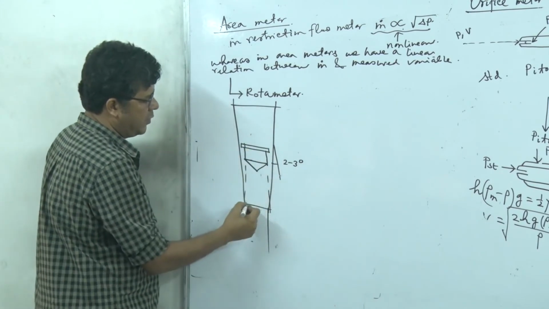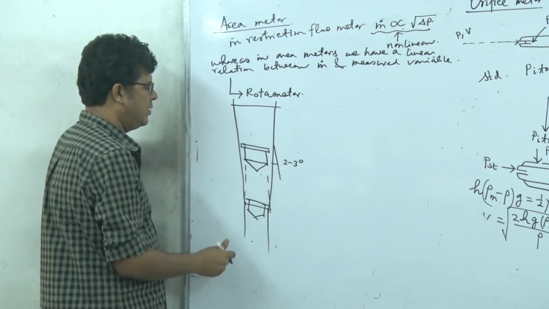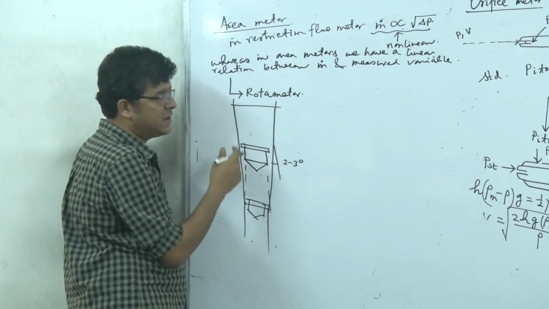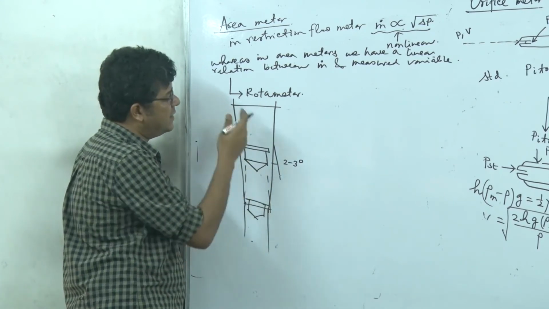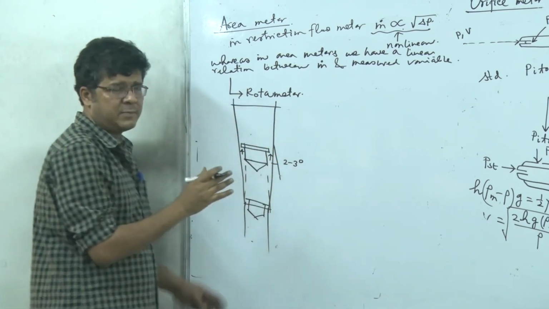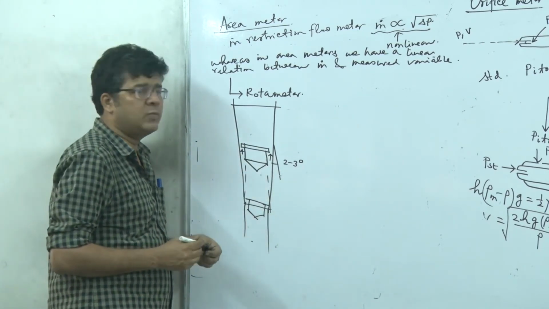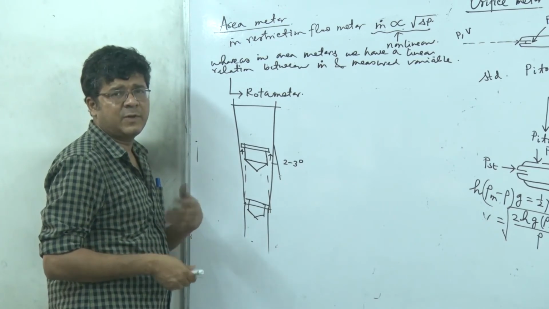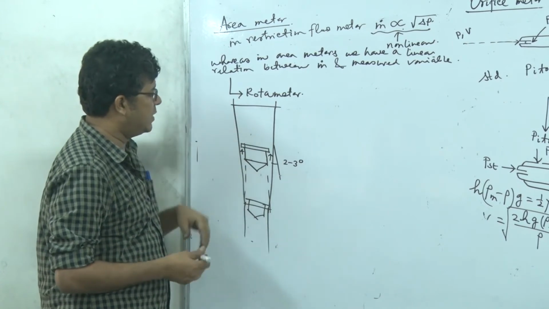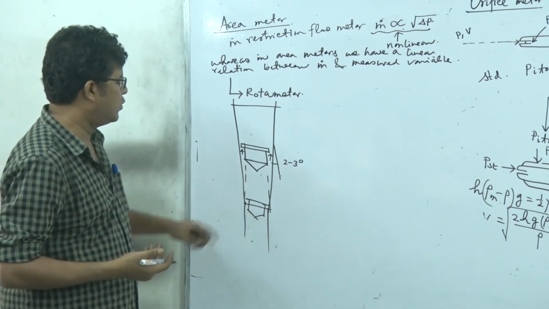So when there is no flow, the float will be located here. Now as we have a flow, the float has to move up, because increasing flow requires increasing cross-sectional area. As the float moves up, as the tube is tapered, the annular gap between the float and this tube increases. So it is expected that whenever we are increasing the flow rate, the position of the float will be increasing, right? So we have to locate this position of the float.